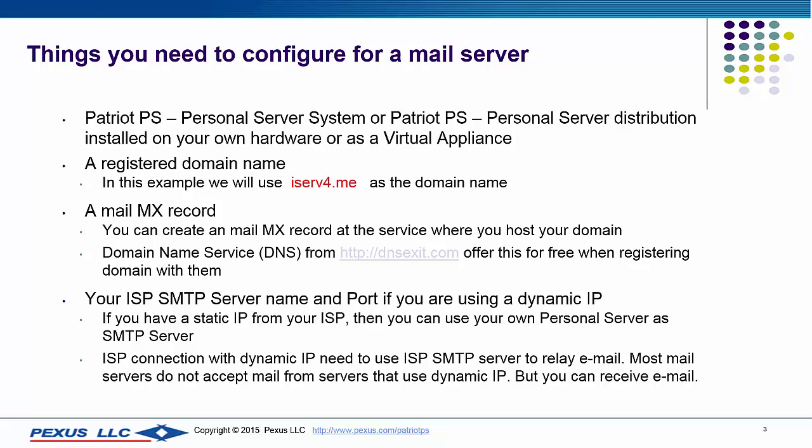Here are the things that you will need before configuring the Patriot PS as a mail server. The first thing, of course, you should have set up the Patriot Personal Server and done the initial configuration. Next, you would need a registered domain name. In this example, we will use iserve4.me as the example domain that I will use to show you during our screen walkthrough.